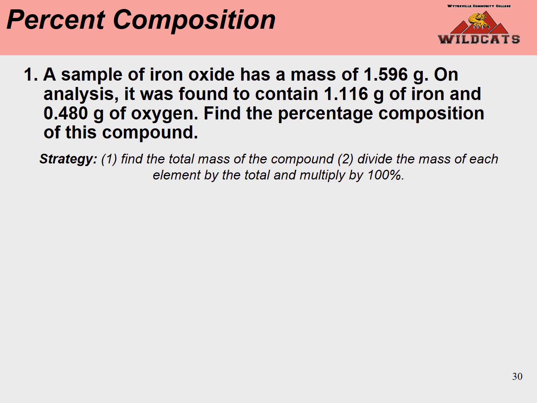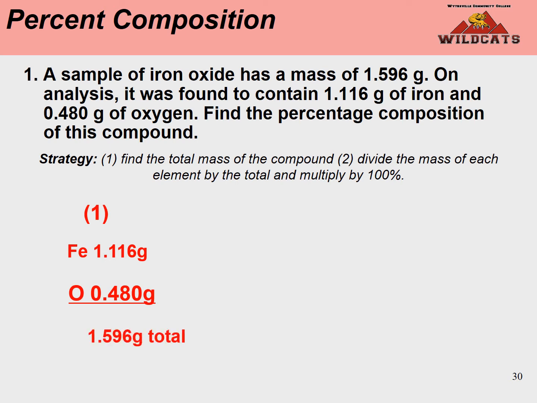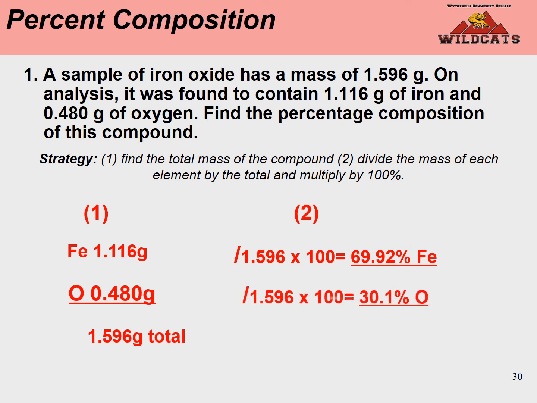1.116 grams of it is iron and 0.480 grams is oxygen. So we find the percentage of this compound by mass. What we're going to do is find the mass of each of the elements and the mass of the total compound. And if you remember, percent is always part over whole times 100. So we take the mass of the iron divided by the 1.596, and we end up with 69.92% iron. And we end up with 30.1% oxygen.